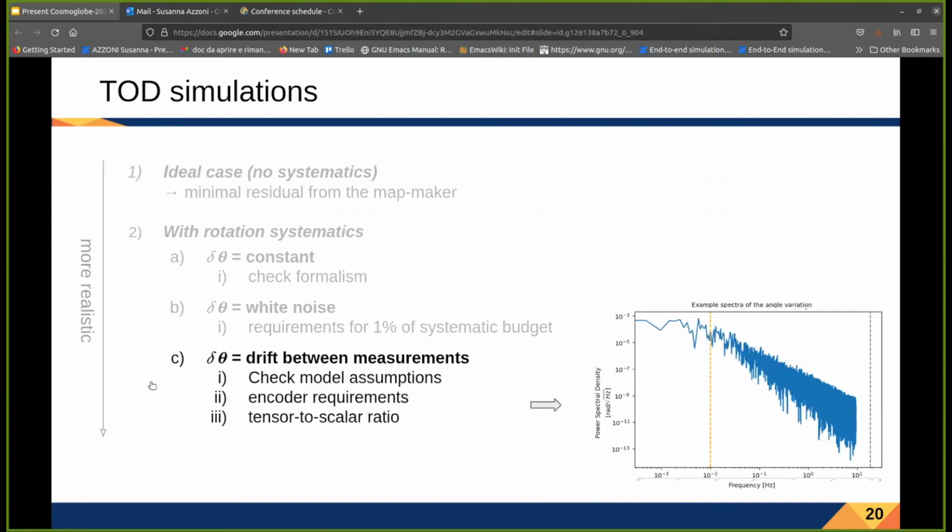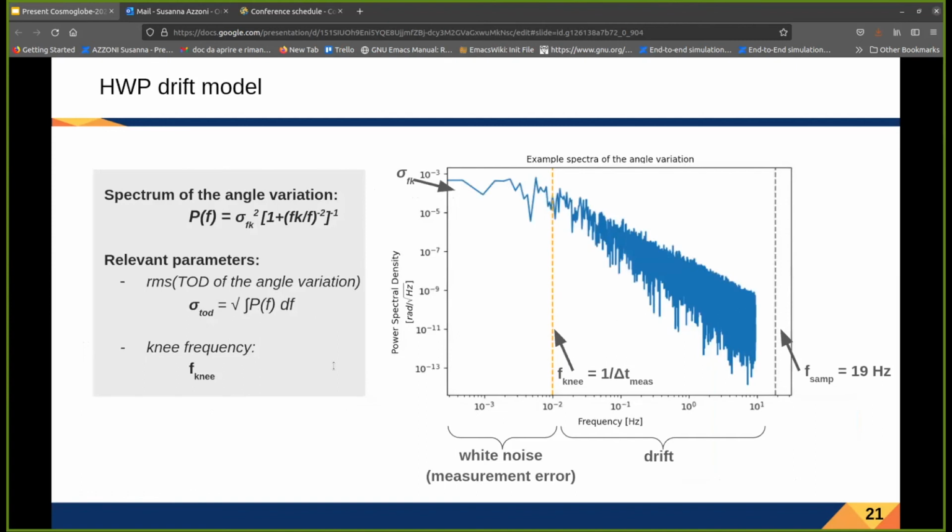Right, then eventually we get to a more realistic half-wave plate rotation model, where we take the delta of the phase to be sampled from a Gaussian with zero mean and variance given by the power spectrum 1 over f squared, which is represented here. So the idea is just that the half-wave plate drifts by accumulating errors in between two measurements. And so we use this 1 over f squared spectrum.